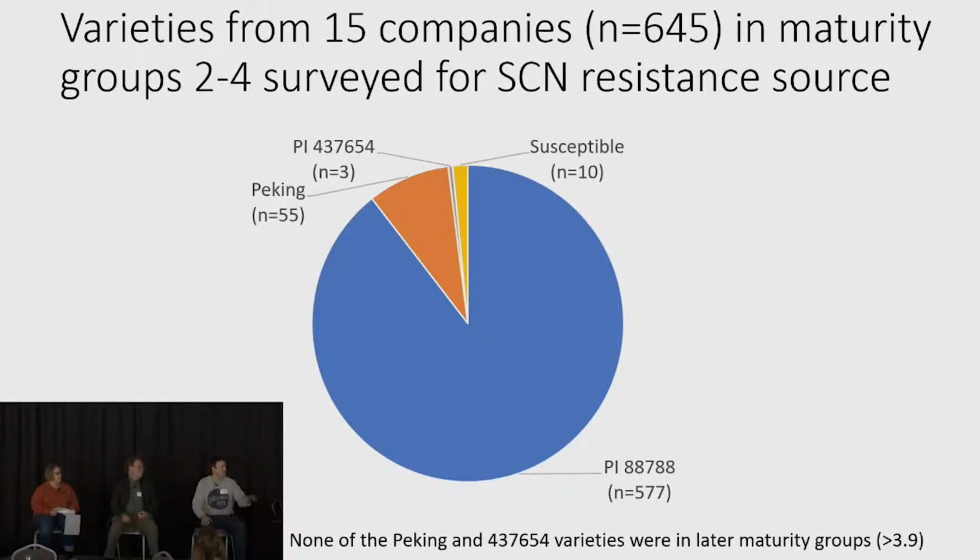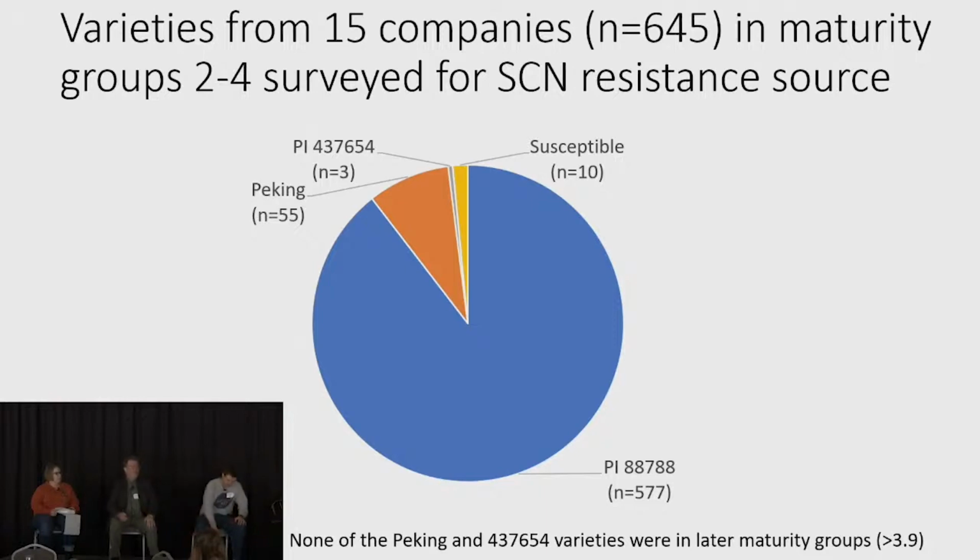And then the other issue to note is if you're planting in southern Illinois, there are no Peking varieties for maturity groups 4 and up. So with that, I'm going to just pass the torch on to Matt, and he can talk about some of his work.